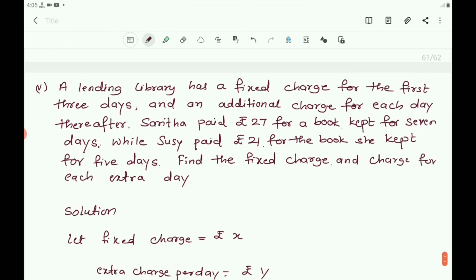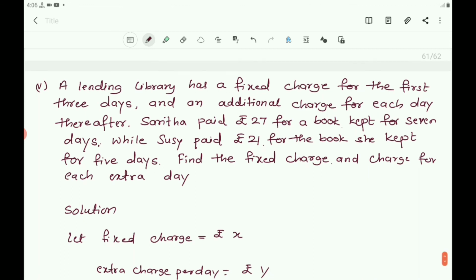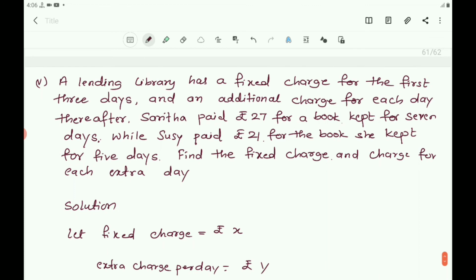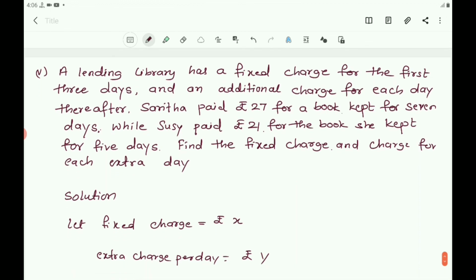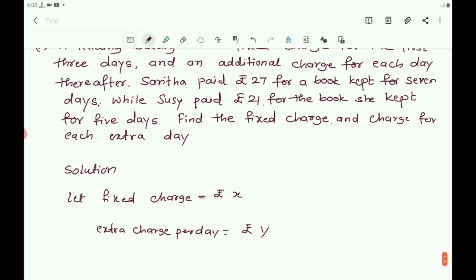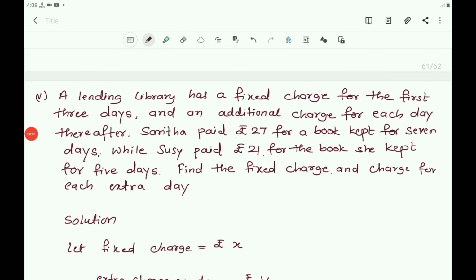Sarita paid 27 rupees for a book kept for 7 days, including the first 3 days, that is, for which the fixed charge is to be given. So here extra days is 7 minus 3, that is equal to 4.